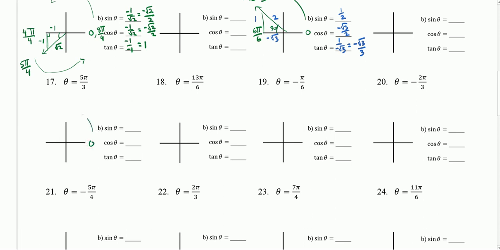Here's 0, pi, or 180, which I'm going to make 3 pi over 3 to get a common denominator. 5 pi over 3 is going to be past that. Well, 2 pi is a full 360, and 2 pi is equivalent to 6 pi over 3. And so 5 pi over 3 is closer to 6 pi over 3 than 3 pi over 3, so it's going to be in quadrant 4.